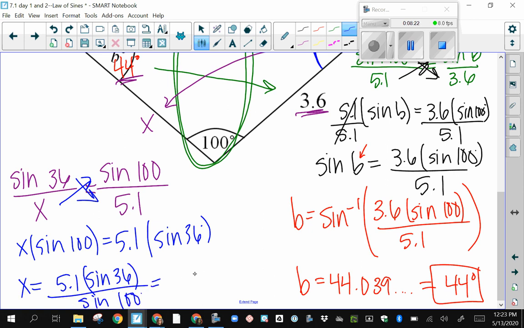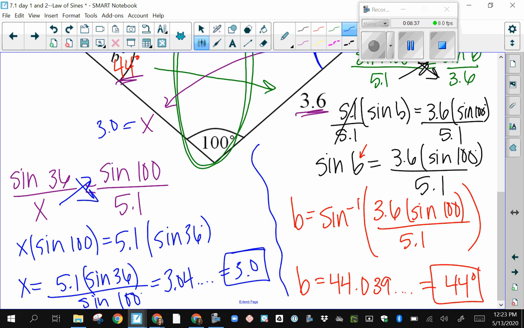And I did that earlier. What did I get? 3.04, etc. We're rounding to the tenths place, so we can just say 3.0 for this missing side. I have now solved for all of the missing information using law of sines and triangle sum theorem.